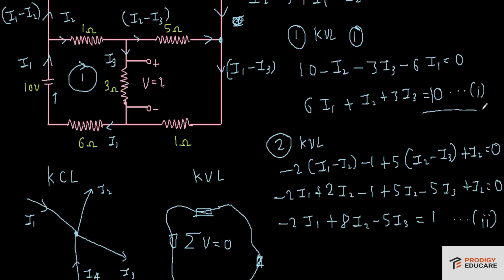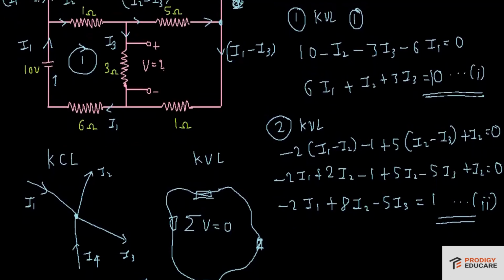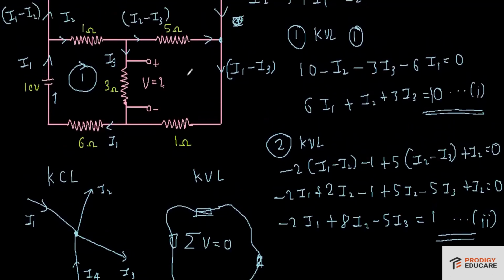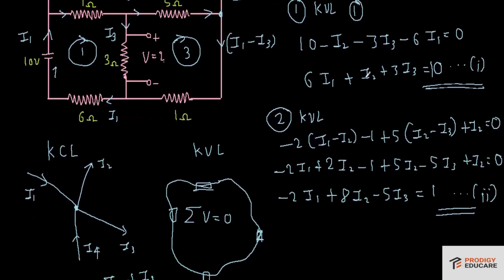Now this is equation 1. This is equation 2. After that, we'll be applying KVL on this loop. I'll mark it as loop number 3, and I'll mark the direction in which we are applying the KVL, which is again the clockwise direction. I'll be applying KVL here.